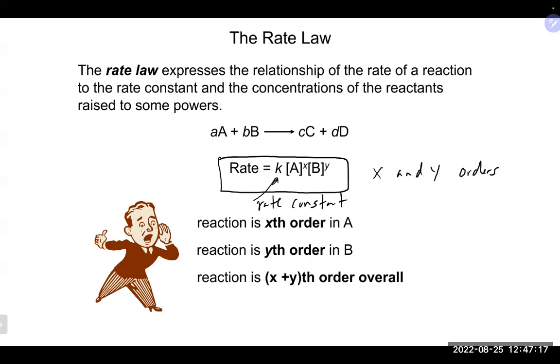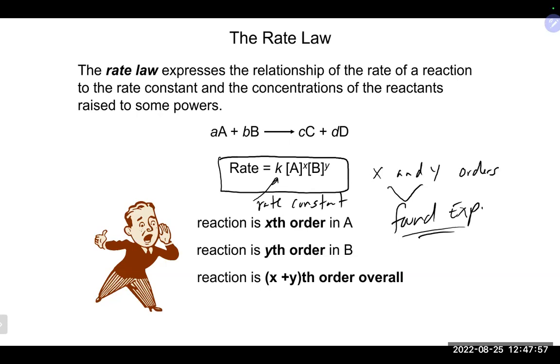The other important thing is that X and Y, which are the orders, are not the coefficients in the balanced equation. So that is not how you find those. They're found experimentally. The bad news is that they're going to give you a table to help you find those things, but they are found experimentally only. They are not taken as the coefficients, although in some cases they can end up the same number, but that's just a coincidence. It's not how you get the orders.